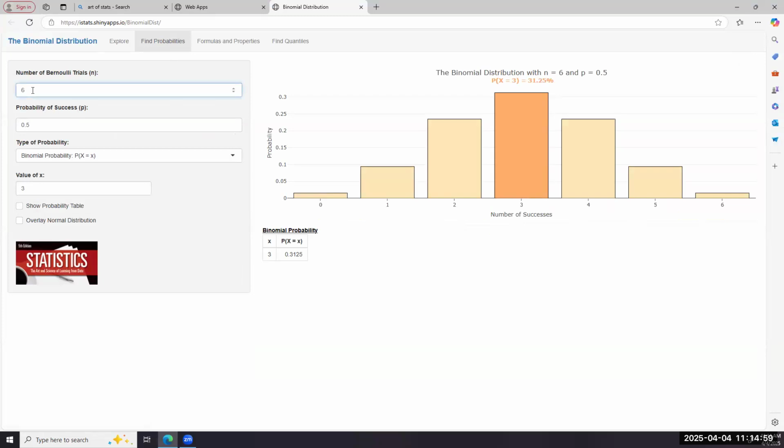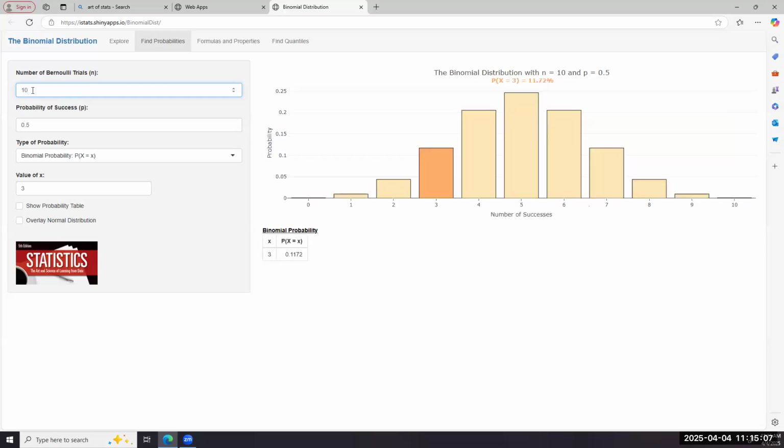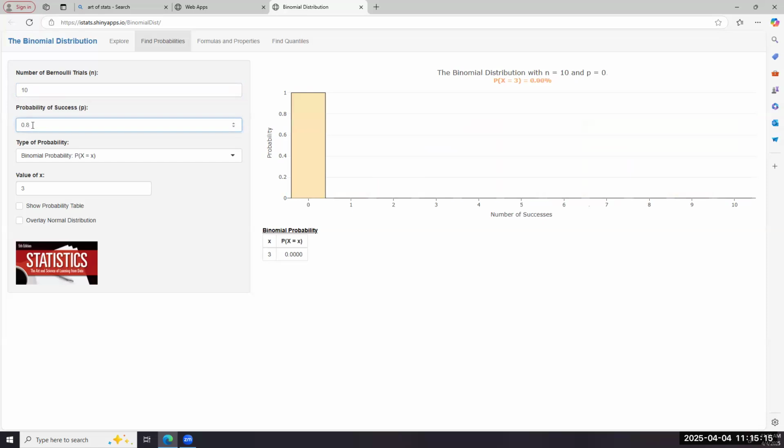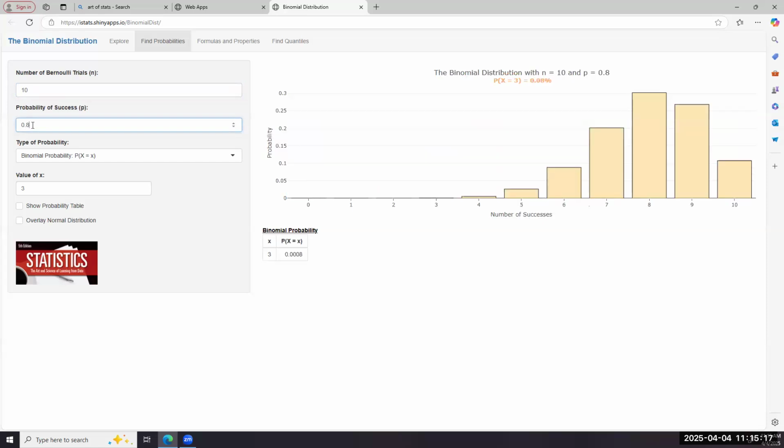Remember the sample size. The sample size is 10. N is 10. Then you put the probability of success. Probability of success was 80% or 0.8. So that is 0.8. Now what do you want? The way you are going to have it is this is P of X equal to X. Look at this. These are four possibilities that you may use. The first one, you are going to be interested in probability of X equal to something.